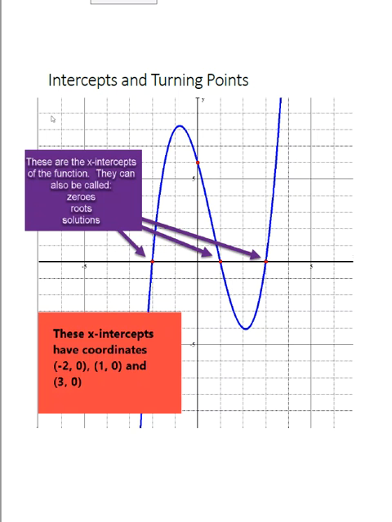Hey there, so today we're going to talk about intercepts and turning points on this document, and it's fairly straightforward. I think a lot of it you are already going to know, and just so you can put a face to the voice, here I am.